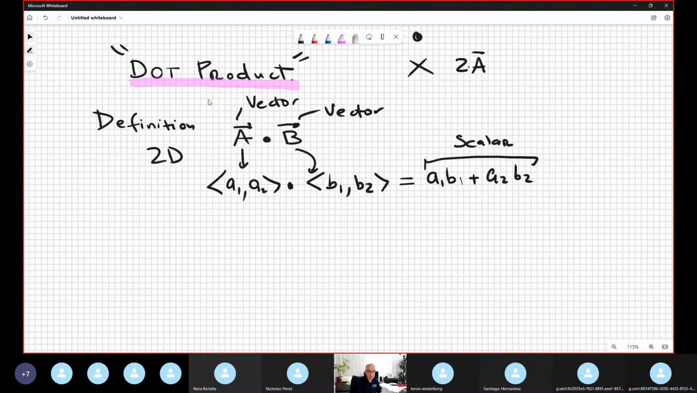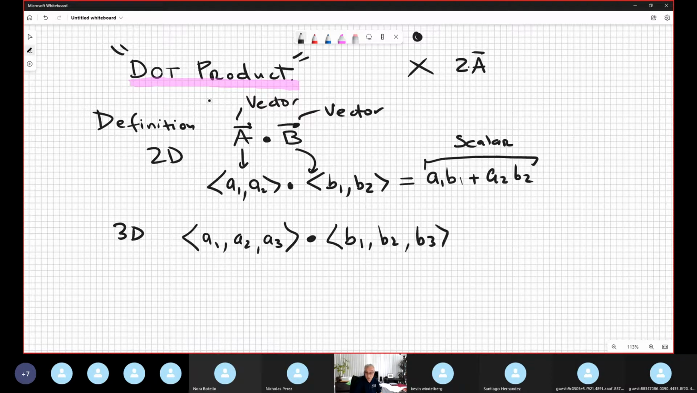This is the idea in 2 dimensions. The idea in 3 dimensions is very, very similar. In 3 dimensions, suppose we have 2 vectors again, but each vector in 3D has 3 components: A1, A2, A3, dot product, B1, B2, B3. The formula for the dot product is exactly the same: A1B1 plus A2B2 plus A3B3. Super.